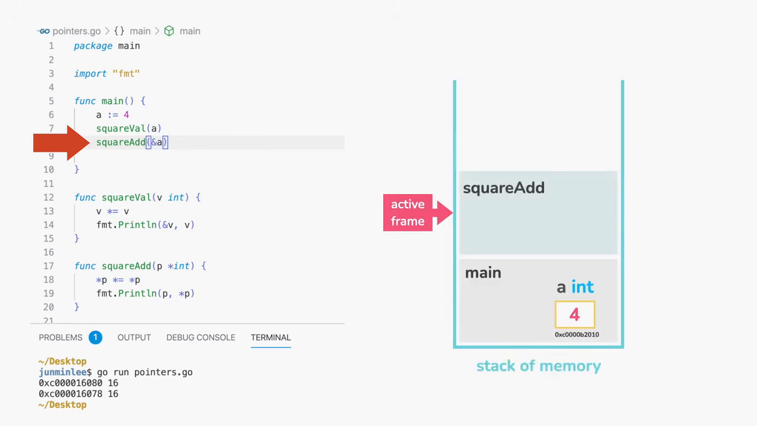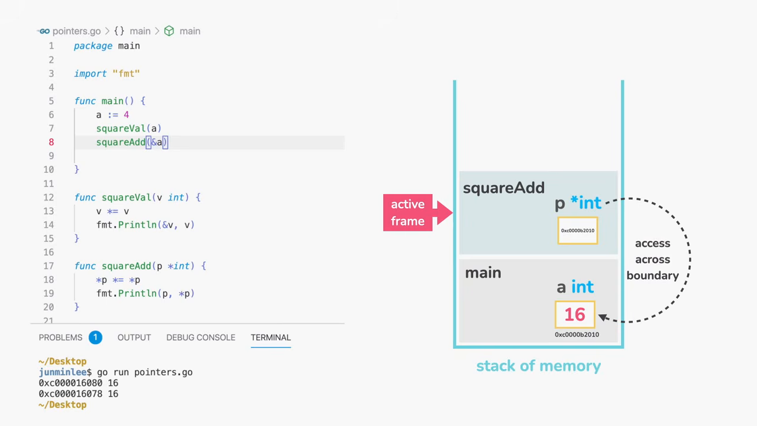Let's see what happens in the stack when we call squareAdd. Instead of copying a, we are copying the address of a and assigning it as a pointer, p, in the frame. And that pointer is pointing here across the boundary of the frame. And this is how we can modify the value of a in the current active frame by using *p.